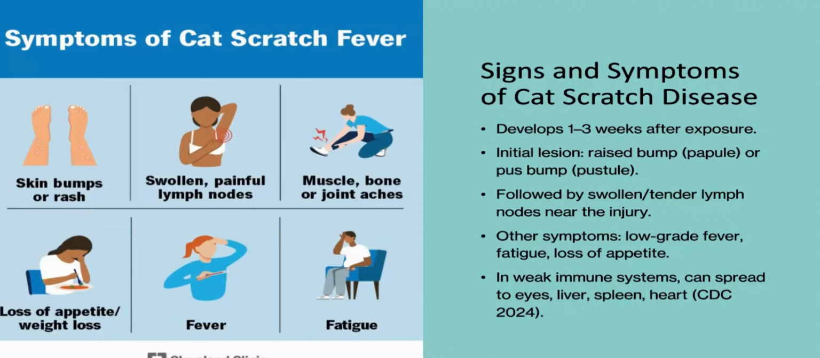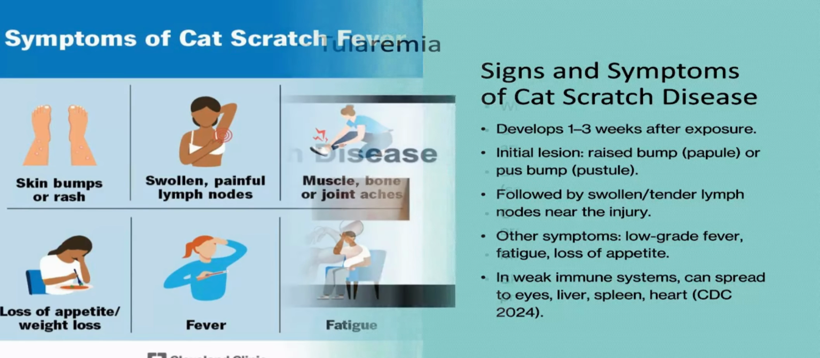Some people may experience a low-grade fever, fatigue, and in rare cases, typically in people with a weak immune system, the infection can spread to other organs, usually causing eye problems, liver or lung problems, or heart problems. You can see in the picture, some people have a skin bump or rash, surrounding pain, swollen lymph nodes, muscle aches, headache, and fever, as the picture is showing.